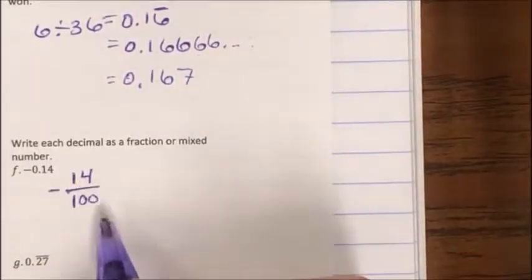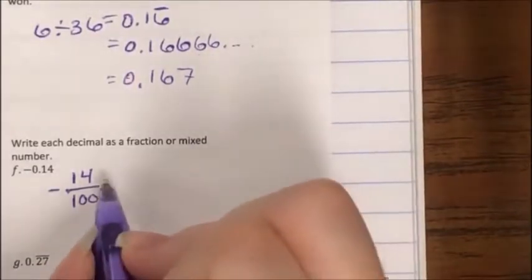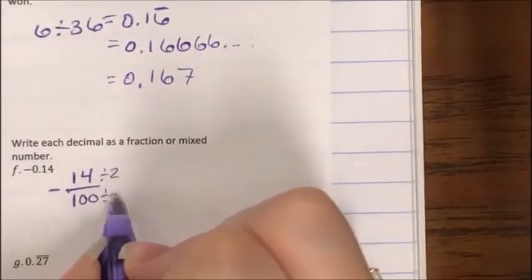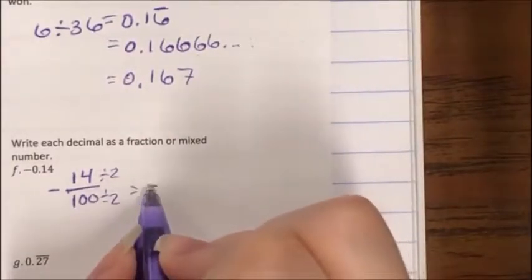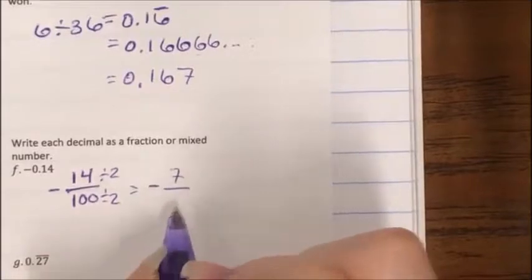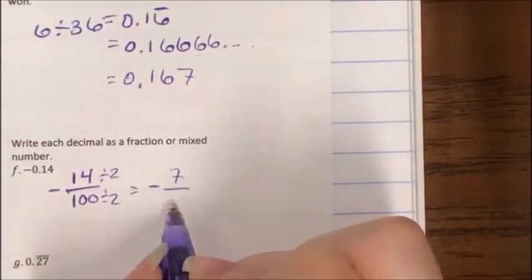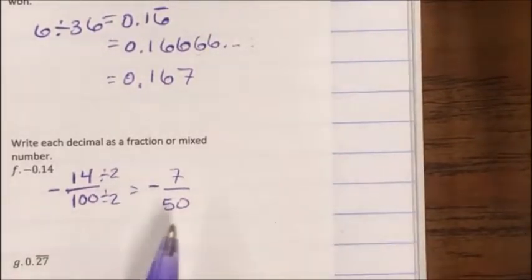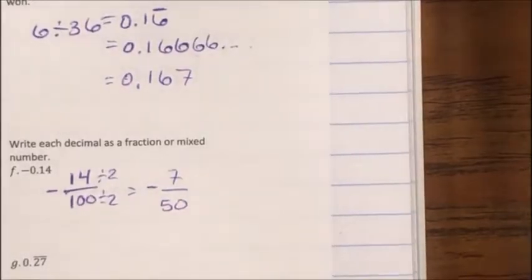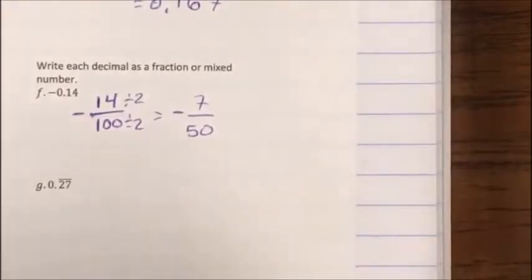I can divide both 14 and 100 by 2. 14 divided by 2 gives me 7, and 100 divided by 2 gives me 50. So my fraction is -7 over 50. Okay? Then I have G, right? And G is very similar to problem number 5.